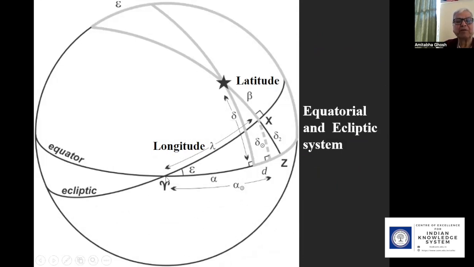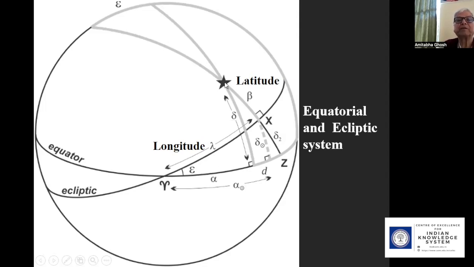So this is the reference point, the vernal equinox. The equator is this point. The alpha which is given is equivalent to the right ascension with this as the reference point, and this is the declination. These are the two things which will be given to you. This angle is the obliquity, 23.5 degrees, you know that.